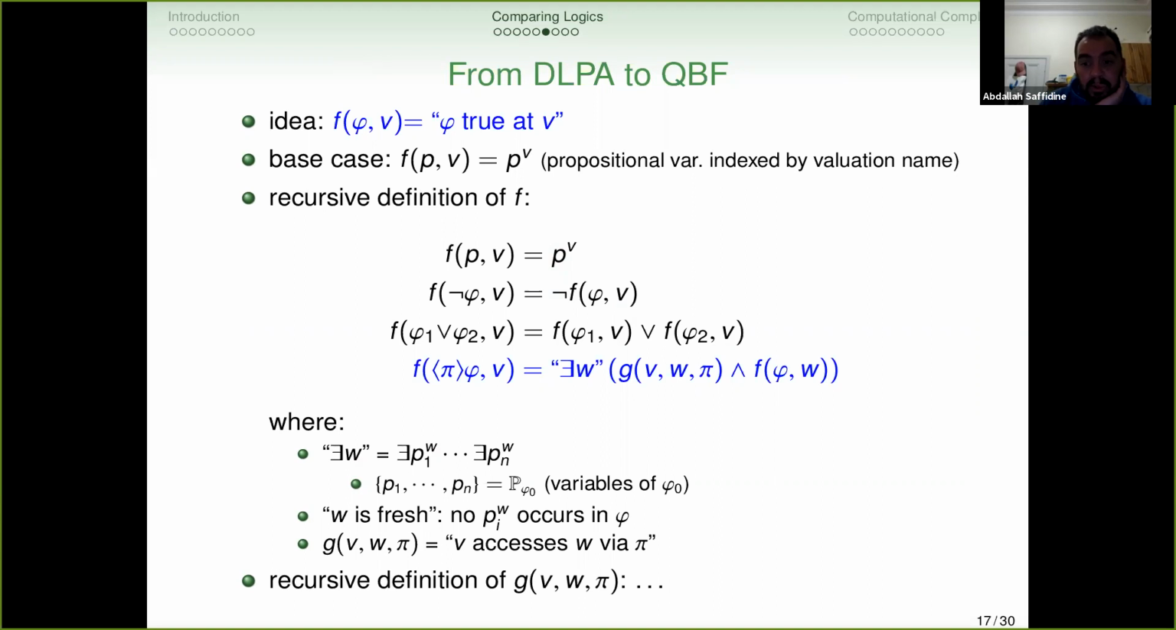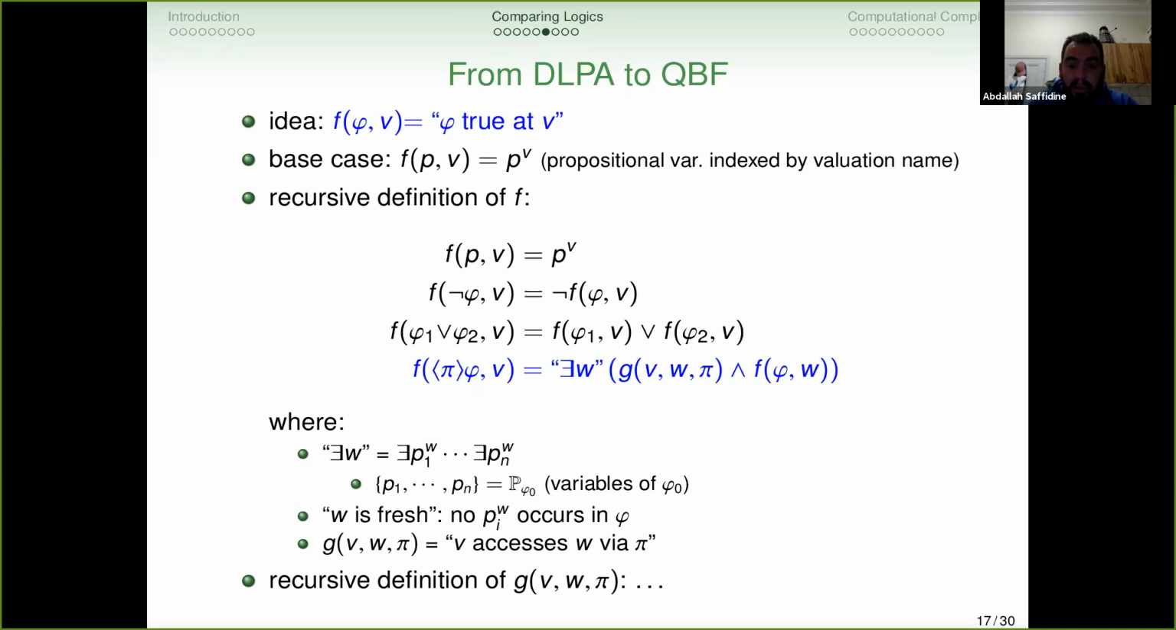f of phi v means phi is true at some valuation v. And we will give valuation names like integers, as we encounter them; we have a global counter that increases step by step. So if I just look at the atom P and the name of evaluation V, then I can look at P indexed by V. So that's going to be a specific atomic proposition, P power V. Not quite the same as P, but it corresponds to it in the evaluation V.